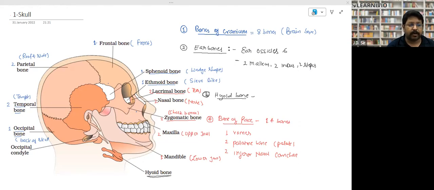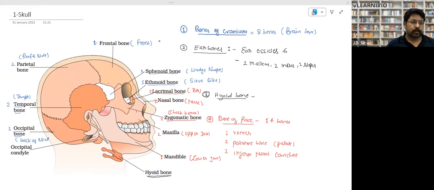The third part is called the hyoid bone. Some scientists say it is part of the neck, some say part of the skull, and some say part of the respiratory system. It is still not clear, but we study it here as well. This is the hyoid bone, this part. Then facial bones. There are 14 bones in our face. For facial bones, you just have to remember the number of the bones.